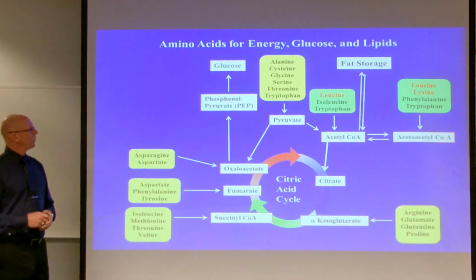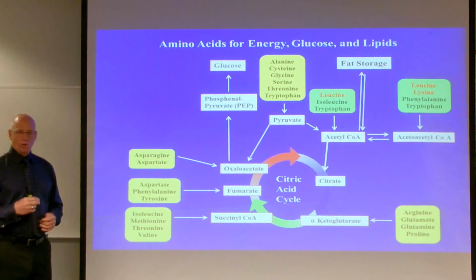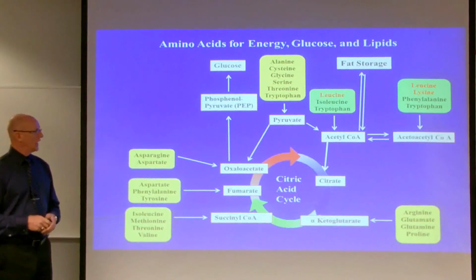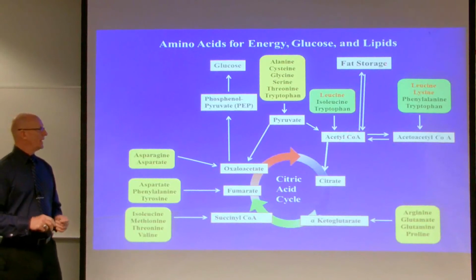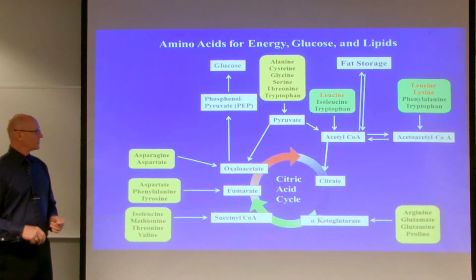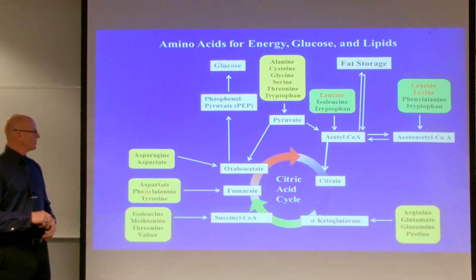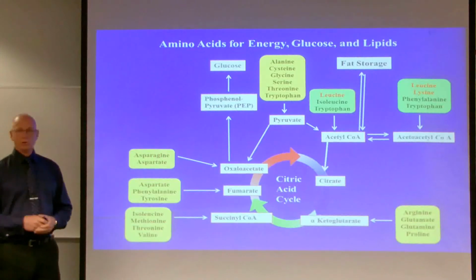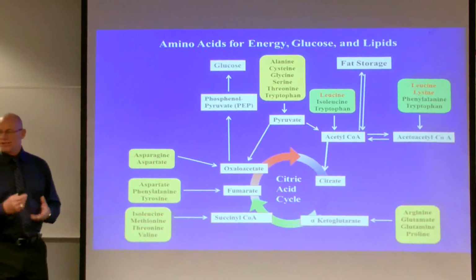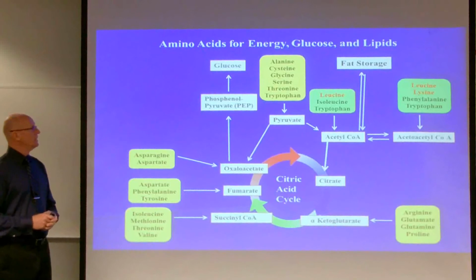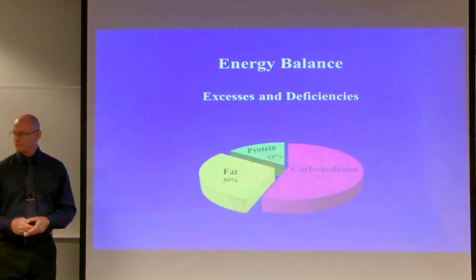So basically what we're looking at here is 2 different types of amino acids, glucogenic and ketogenic, where some of these amino acids will go to acetyl-CoA for fat storage, or the TCA cycle and into the electron transport chain. Or the glucogenic amino acids can be made into glucose through gluconeogenesis. So that's how amino acids are used for energy, making glucose or lipids.